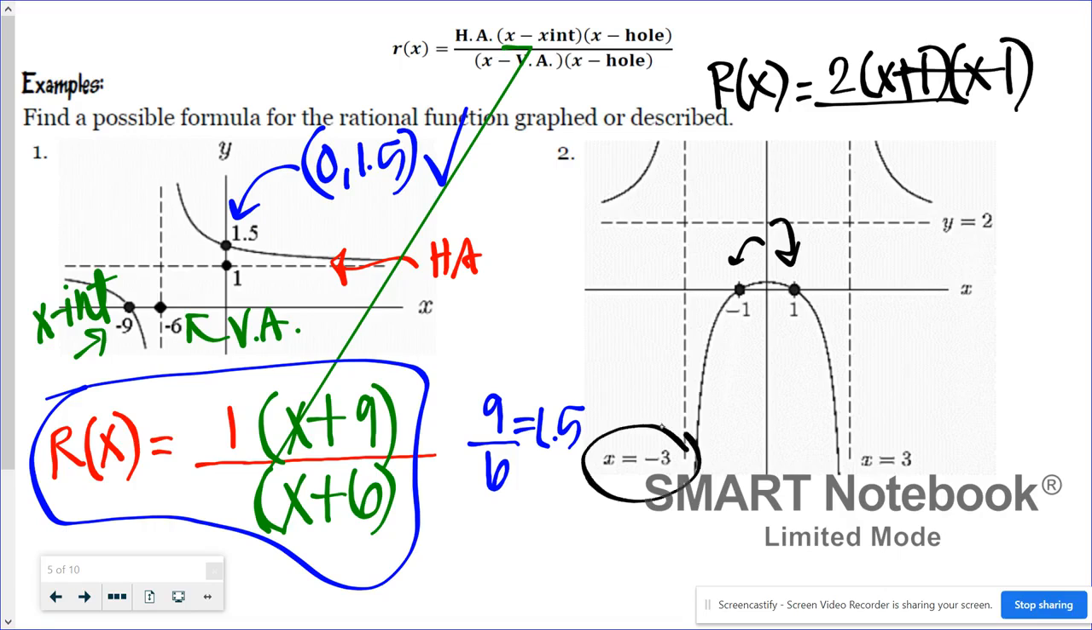And then I have 2 vertical asymptotes, one at +3, one at -3, and so I'm going to have factors, 2 of them, in the denominator, 1 for each of them. So I'm going to have x plus 3 and x minus 3.